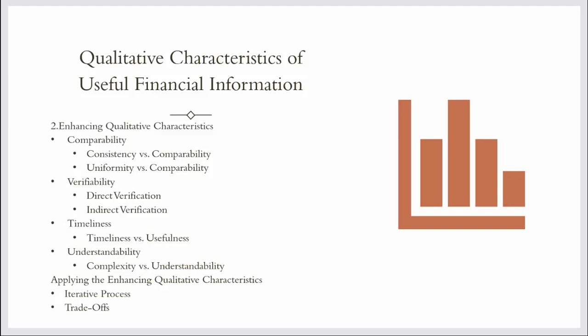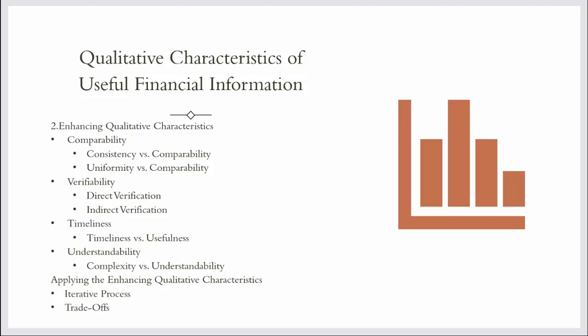Example: clear presentation. A company's annual report includes a section that explains its financial statements and notes in plain language, avoiding technical jargon. For instance, instead of using complex financial terms, the company might explain that accounts receivable are amounts owed to the company by its customers. This makes the information more accessible to users who may not have extensive accounting knowledge.